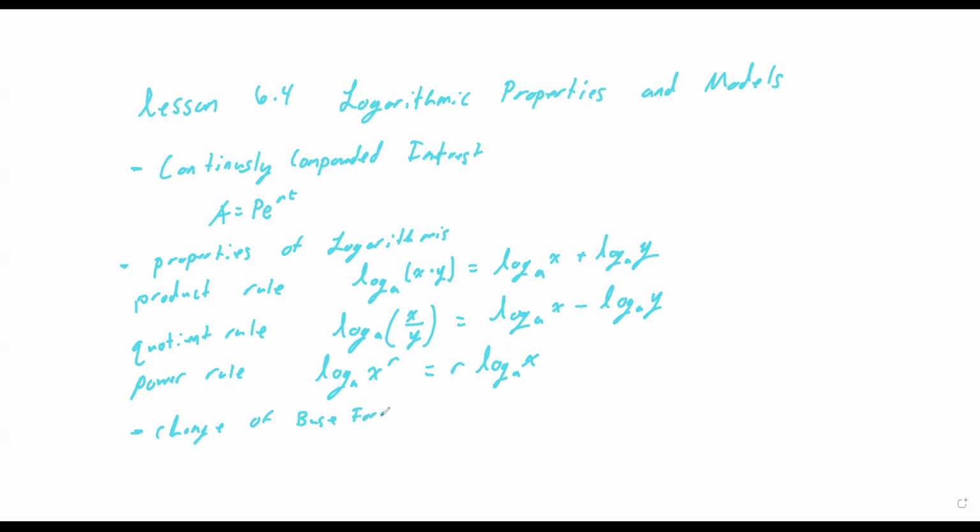There's also this thing called the change of base formula. And this is used to sometimes make it easier to solve things. Let's say I have log base b of x, and I want to evaluate this without a calculator or come close to it. I can rewrite this as log base 10 of x over log base 10 of b. And that ratio will give me the same answer as the actual logarithm itself.